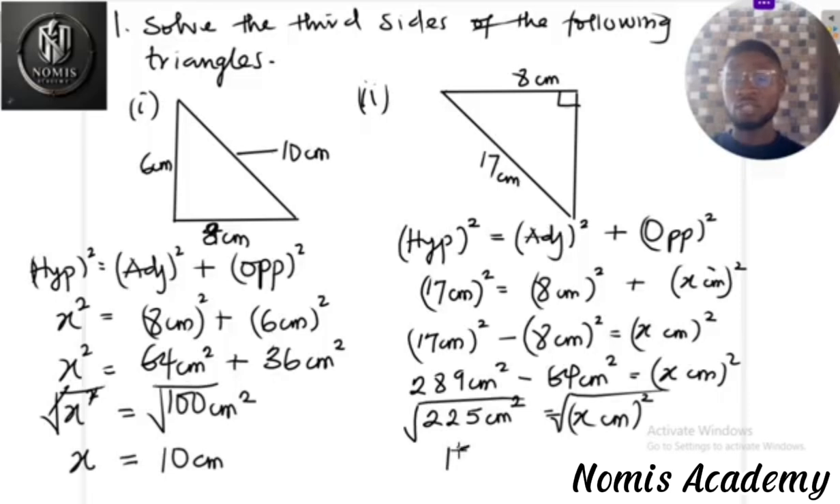So that will be 15 centimeter squared. Now the centimeter is equal to x centimeter, because the square root has been found. The square root of centimeter squared has been found, so we are left with x centimeter. So this has cancelled this. So x centimeter is equal to 15 centimeters. That means the third side of this triangle we are looking for is 15 centimeters.